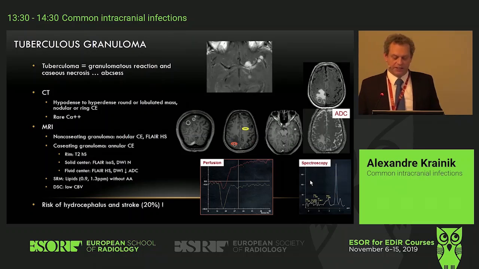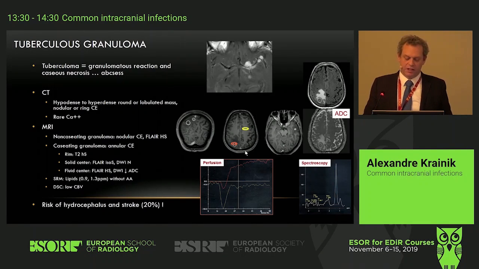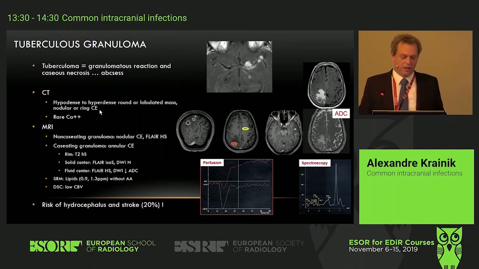Besides this leptomeningitis involving the basal area of the brain, you may have what is called tuberculoma or tuberculous granuloma. It's a granulomatous reaction to the germ, leading to a caseous necrosis, sometimes to real abscess. On CT, it's not specific at all. You see a round hypodense lesion. Sometimes it can be slightly hyperdense. The ring enhancement is not specific, and calcifications are very rare.